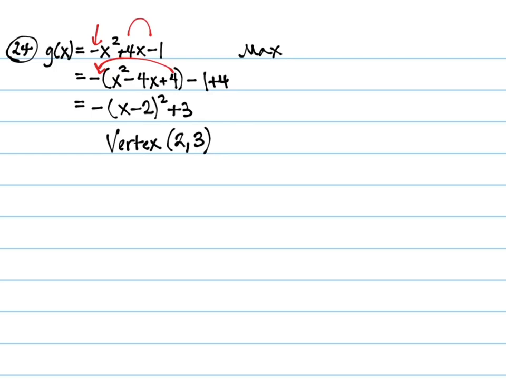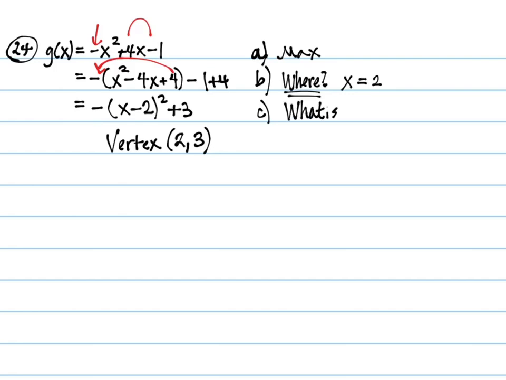So the first question, is it max or min? It's a max. The second question is where? Where is it? Where means x value. What x value does that maximum occur at? 2. And the third part says, what is it? What is it is asking what's the y value, and the y value is 3. So it's a 3 as your maximum value.